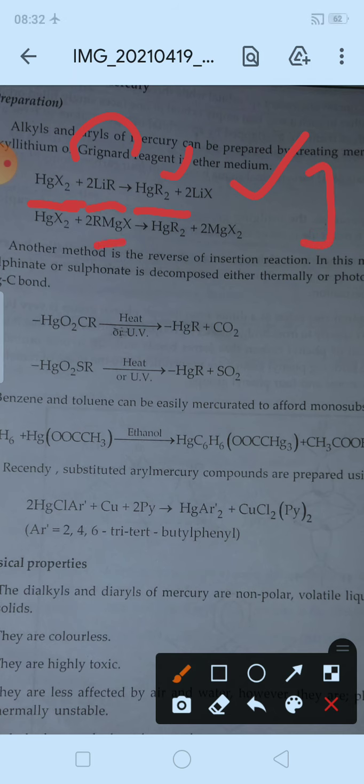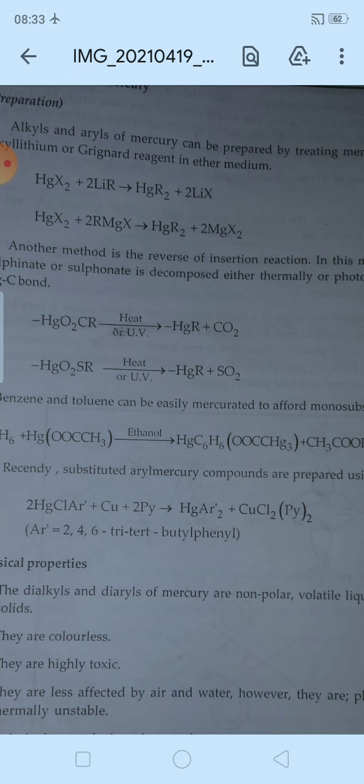Similarly, if we talk about the Grignard reagent like RMgX, again here mercury halide is there. Here simple substitution is there, so in place of HgX2 we get HgR2, and the remaining Mg and X form MgX2, so 2X are there. In this way the first product is forming.